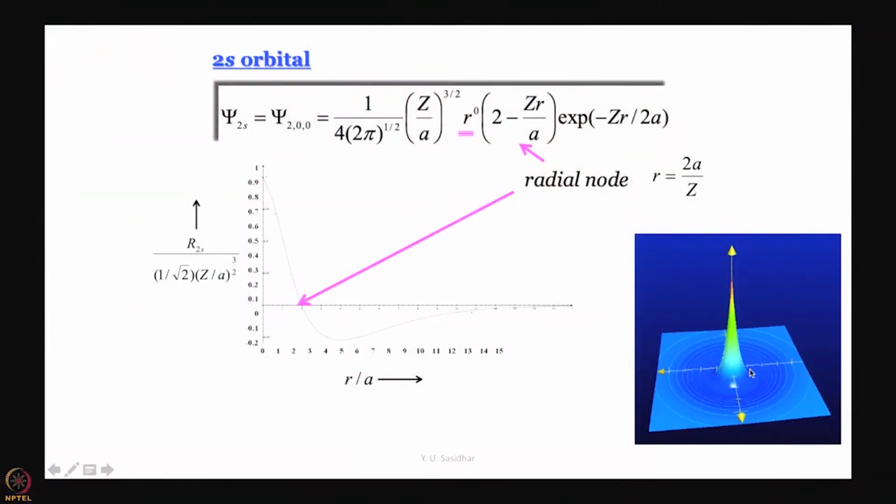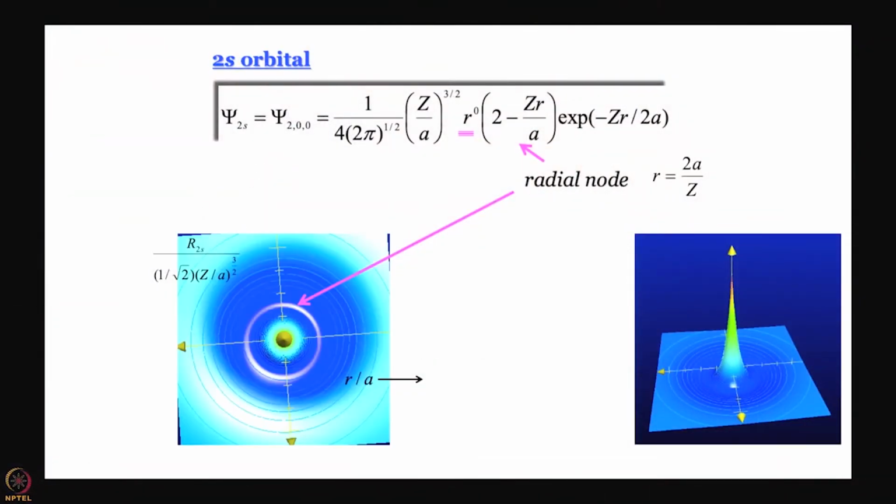You get a node at r equal to 2a by z, and we have shown you how if we plot it in 3 dimensions we can get a depiction like this. Please do not forget that this vertical axis is wave function, nothing else, wave function. So from there you can generate this contour diagram, and what you see in white here is really the radial node where r is equal to 2a divided by z.